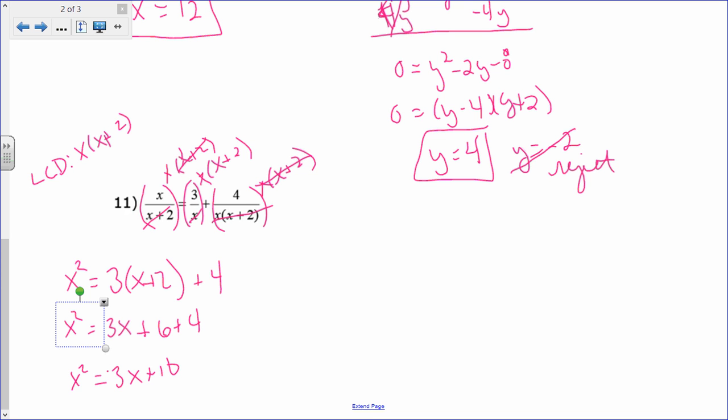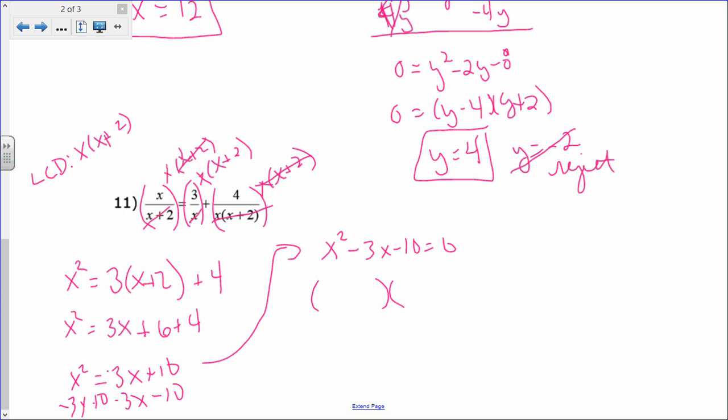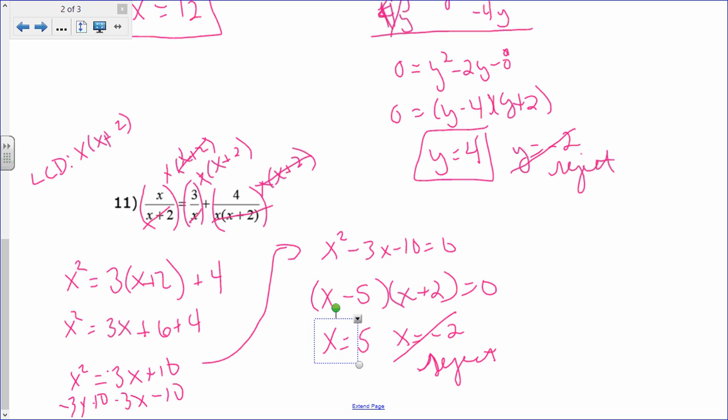Now I need to get this equal to 0. So I'm going to subtract 3x and subtract 10 from both sides. So I have x squared minus 3x minus 10 equals 0. So that is factorable. So it's x minus 5 and x plus 2. So x equals 5 and x equals negative 2. And again, the negative 2 will give me 0, so I need to reject it and just keep the 5.